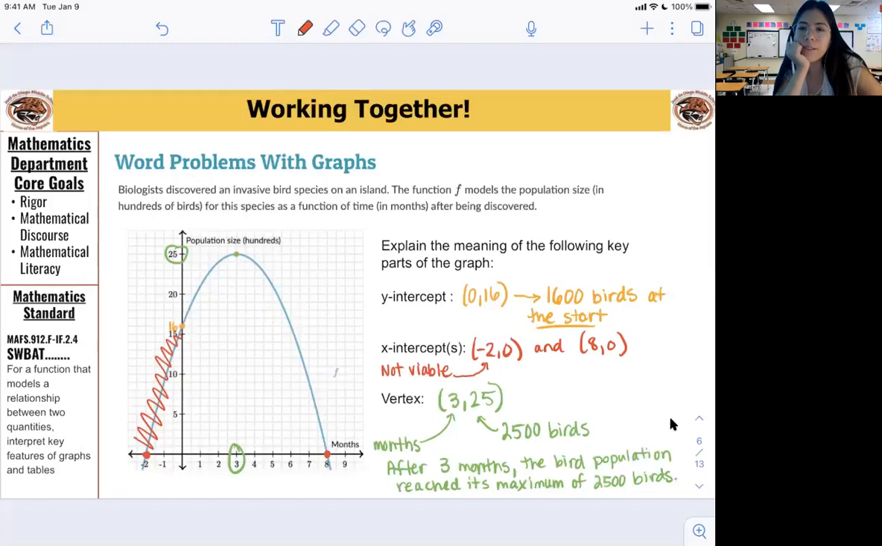Who can explain? So it's 8 months. What happened after 8 months? There are no more birds. There are no more birds, basically, yeah. So after 8 months, there were no more birds.